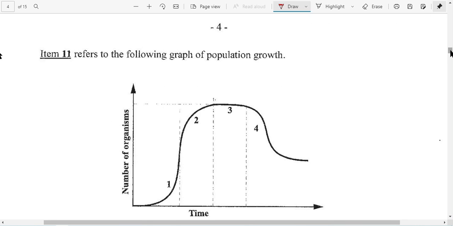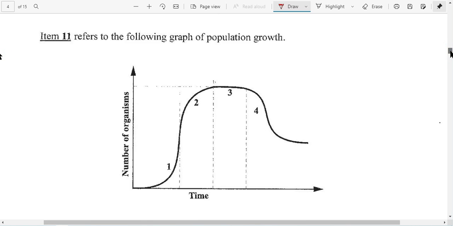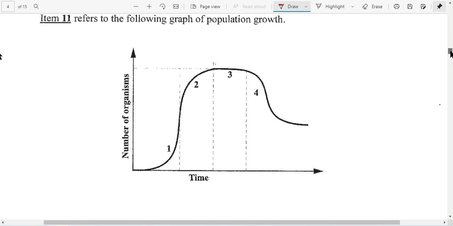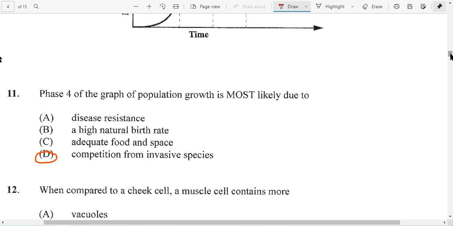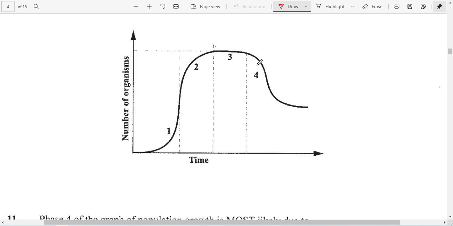Item 11 refers to the following graph of population growth. Now, this graph nicely represents what we call a sigmoid growth curve or the S curve. We're looking at phase 4 there, where there's definitely a decline in the population. Now, phase 4 of the graph of population growth is most likely due to, let's look at phase 4.